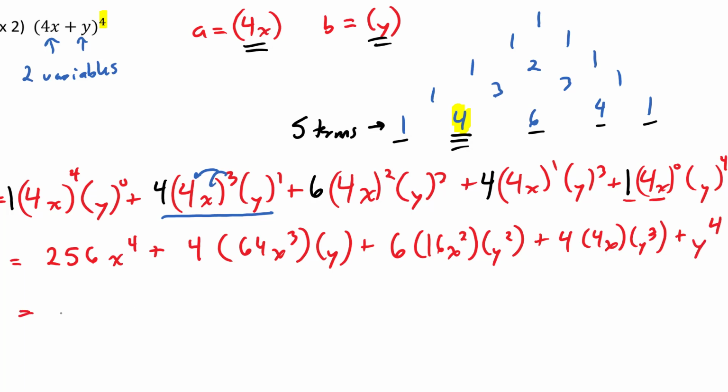One last line to finish it off. 256 x to the 4. 4 times 64, 256 x cubed y to the 1.